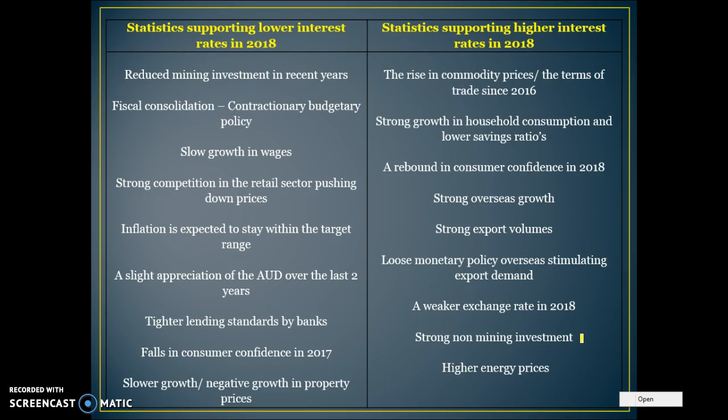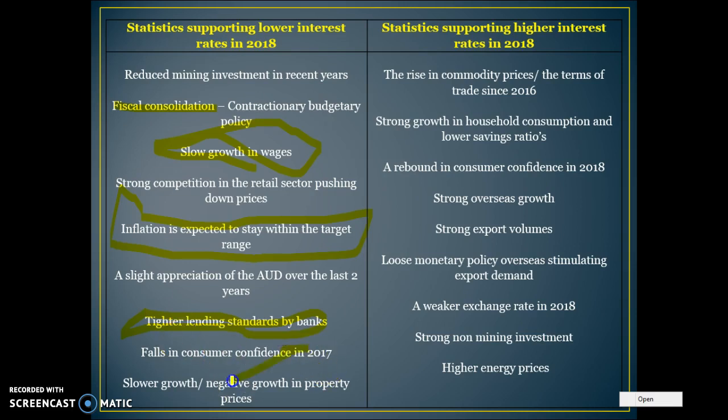So from a loosening point of view, again, the government continues to pursue fiscal consolidation, so it's up to monetary policy to be more expansionary. The big ones are slow growth in wages. So the RBA, let's put less pressure on inflation. Inflation is still at the bottom end of our target range, so we're able to be expansionary still, knowing that inflation is not a concern. The tighter lending standards by the banks as a result of the Royal Commission has meant that the RBA can afford to be more expansionary because the banks are stopping people from lending.